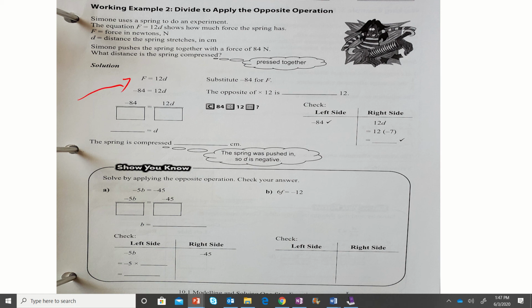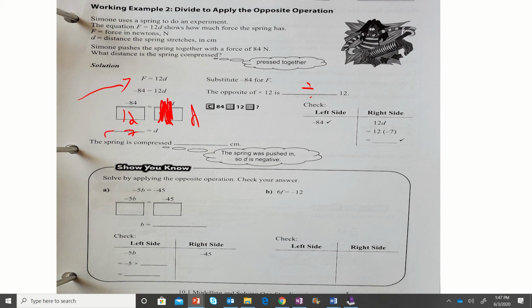So we go F equals, and our answer here is negative 84 for F, and we're going to go 12D. Because we're pushing down, it's a negative. If it was pushing up, it would be a positive. So negative 84 for F. The opposite of multiply by 12 is divide by 12. So what you want to do is divide each of these by 12. The reason why is D becomes all alone here. And negative 84 divided by 12 is negative 7.